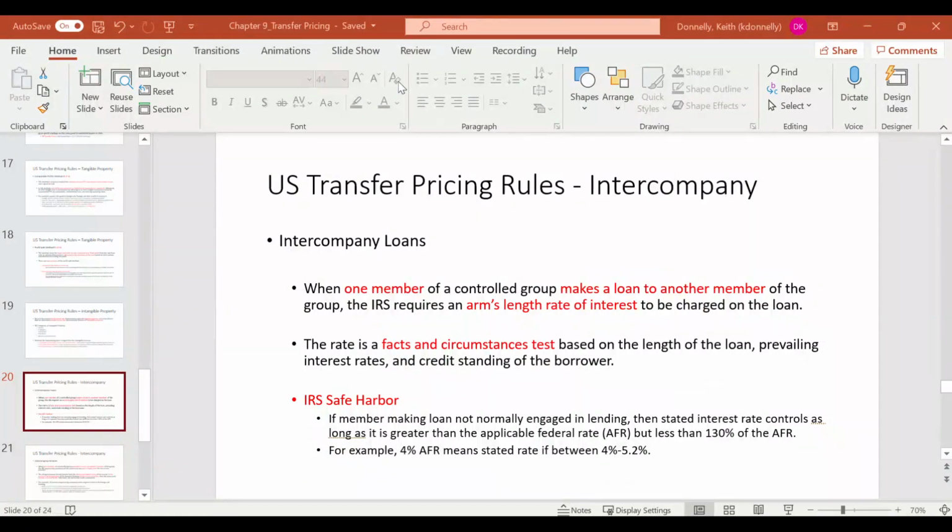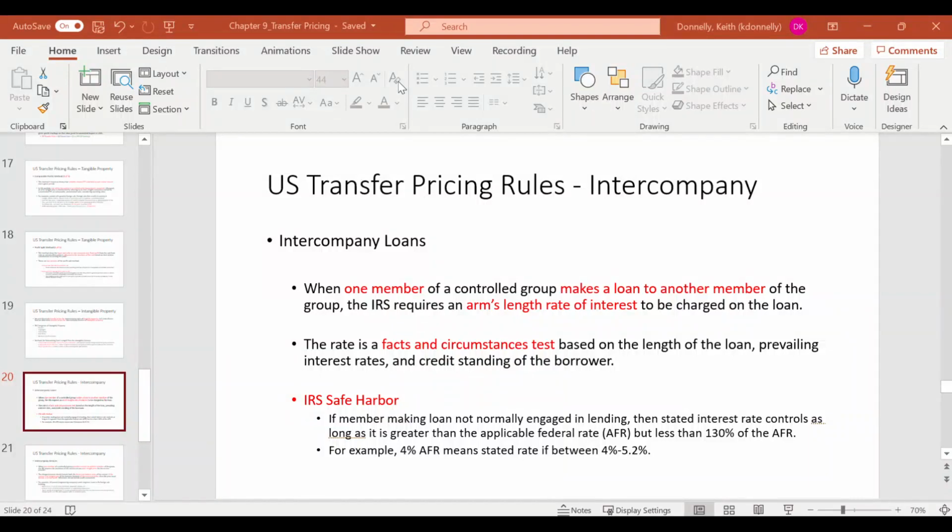When we're trying to determine an appropriate rate of interest, this is really based on facts and circumstances. What is the prevailing interest rate at the time, as well as what's the credit standing of the borrower? Is this a really reliable borrower, or do they have a bad credit history?